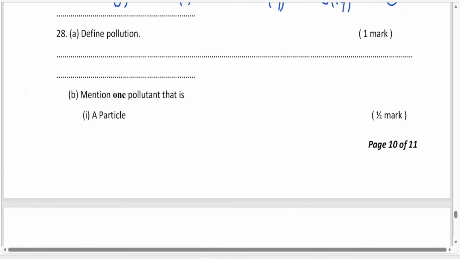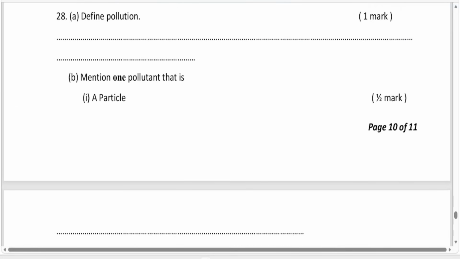Question number 28, define pollution. What is pollution? We refer to pollution as the contamination of the environment with harmful substances that cause undesirable changes to the natural environment, and this may harm the living organisms. So it is just the contamination of the environment with harmful substances.